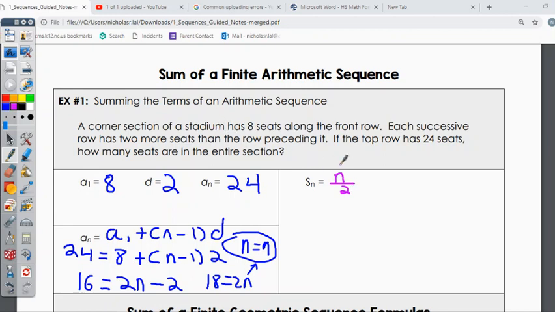All right. So that's going to be N over 2 times A1 plus AN. Okay? So remember, that's just taking the formula when you know the first and the last terms. So now we just plug in our N values. Sn is equal to 9 over 2 times A1, which is 8, plus AN, which is 24. So that's going to be equal to 4.5 times 32.